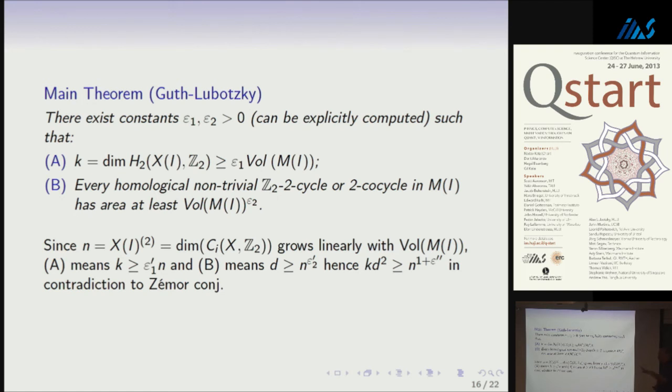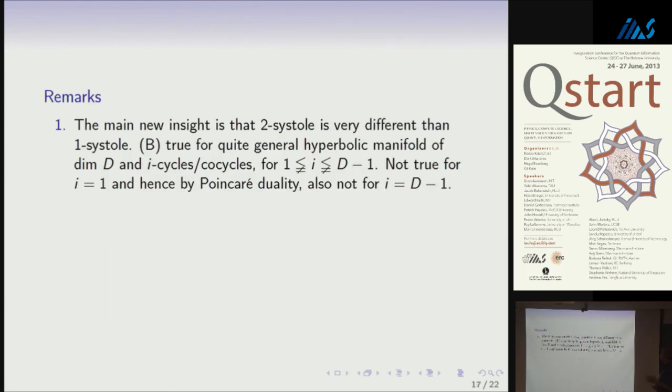And we know how to prove, I will save you a question, that we are not much better than that. I mean, we are not sure of the exact value, but we can compute lower and upper bounds for epsilon 2. Anyway, the main new insight is that 2-systole is very different from 1-systole.